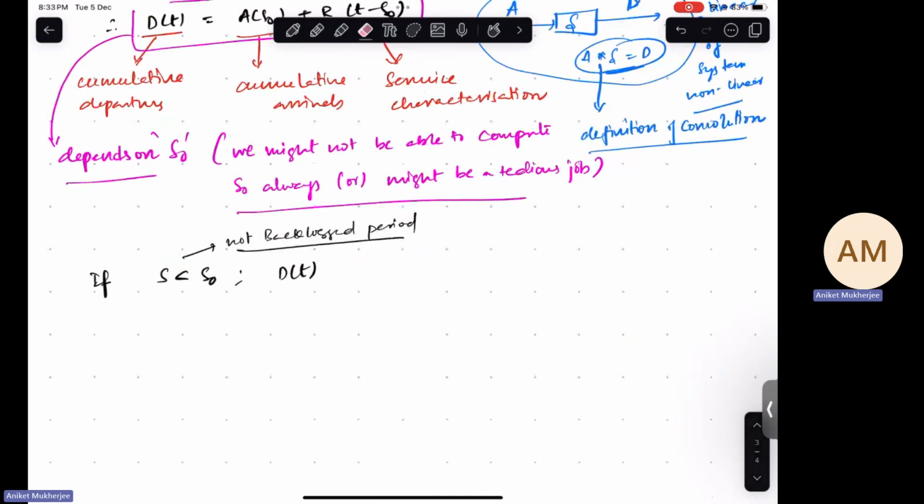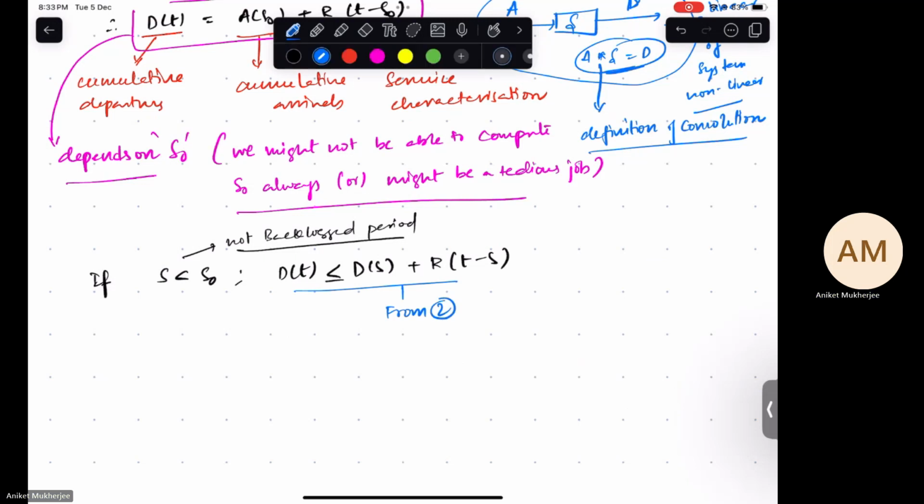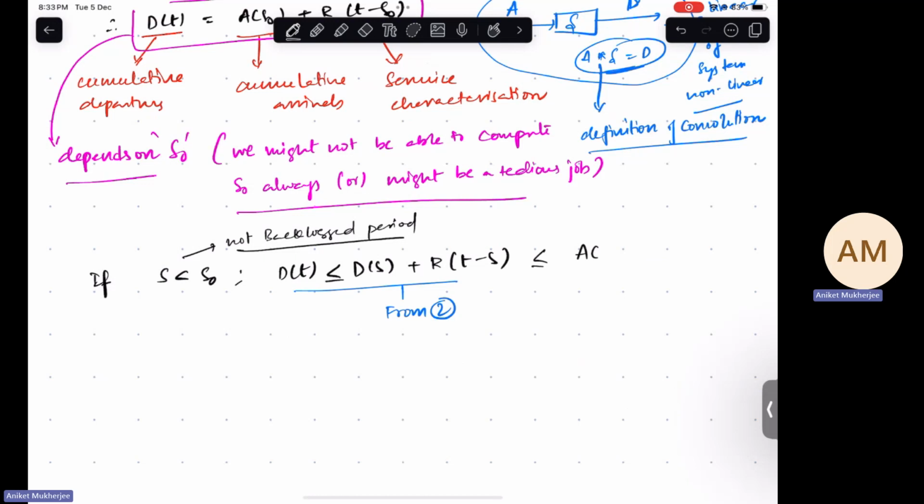So d(t) is less than or equal to A(s) plus r into (t minus s). This is from equation 2. Okay. Now this is less than A(s) plus r(t minus s). This is from the fact that D(s) is less than or equal to A(s).